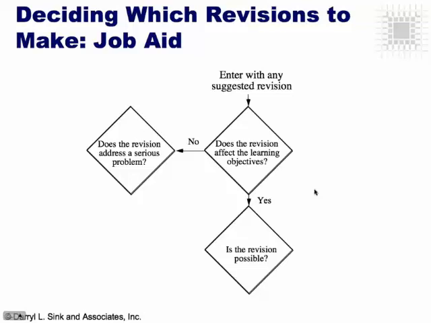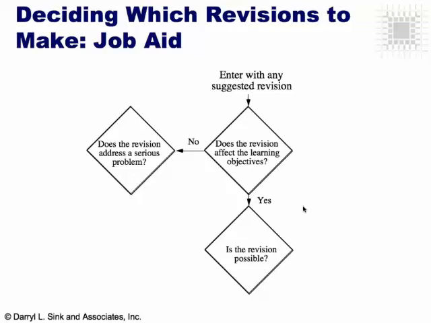So here is an algorithm on page 284 that really emphasizes, did they learn what it was they came to the instructional program to learn? In other words, does the revision affect the learning objectives is our first question. And you'll see if you follow that through some ideas of what you do in that case. If you say, well, no, it really doesn't affect the objectives. They did fine on the criterion reference test.